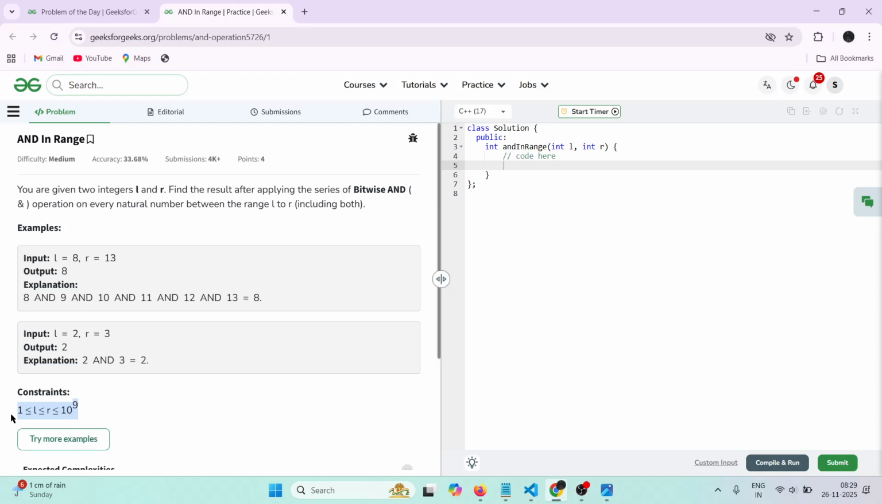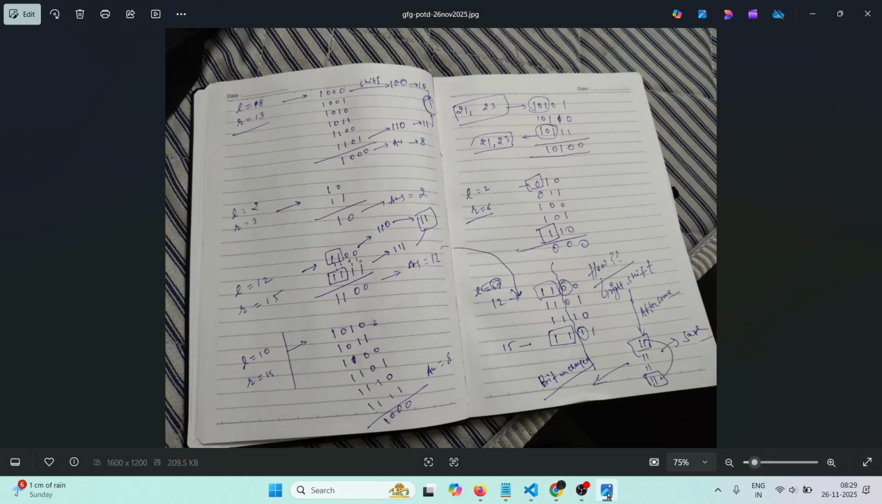If we think about what comes to mind when we talk about AND: if a bit at any ith position is 0, then the result at that position becomes 0. So suppose L is 8 and R is 13. I want to show you this in text, because I need to write more.